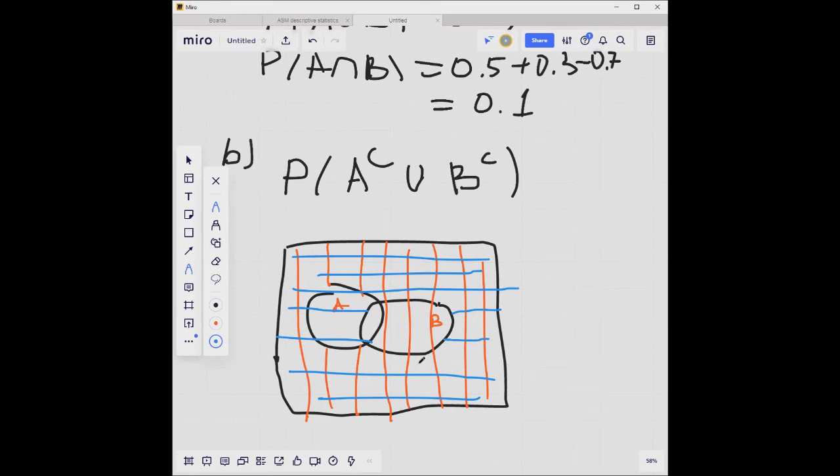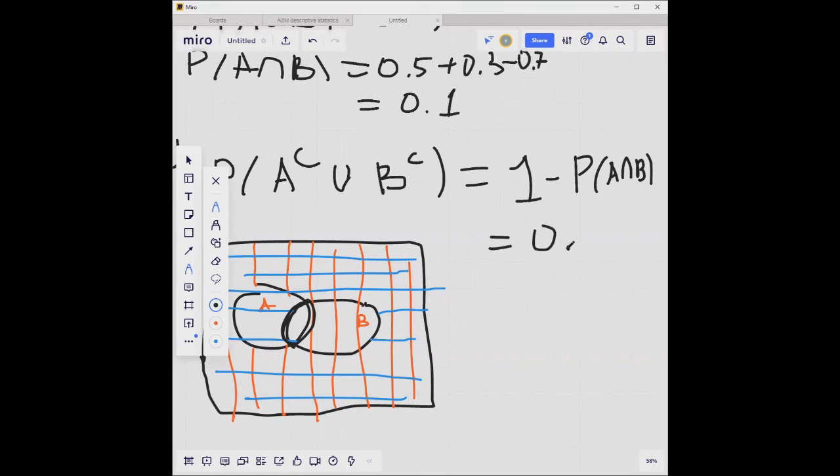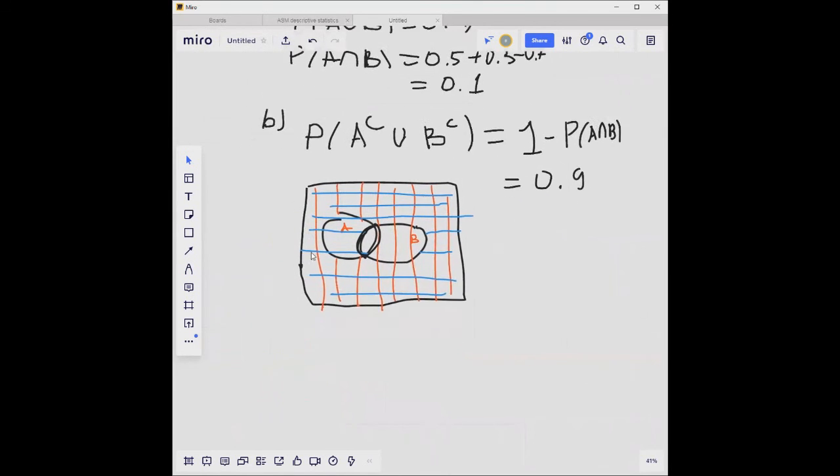All right, now we have to take a union of this. So union of this is going to be the whole sample space outside of this intersection over here. Okay. Now we can find the probability of the union of those two events as the whole sample space 1 minus probability of intersection of A and B, which is equal to 0.9, since the probability of the intersection we found in part A is equal to 0.1.